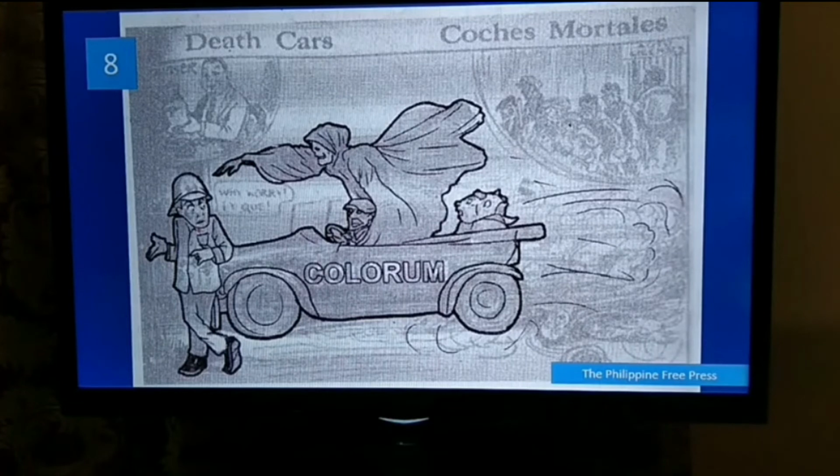Now, what is a colorum? A colorum is a car or a vehicle that is registered as a private vehicle, but the driver is using it for business, okay, for public transport, which is illegal, which is a no-no. Because if you want to use your car or your vehicle for business, for public transport, you must register it as a public transport vehicle. And you will have a plate number that is color yellow, not white.